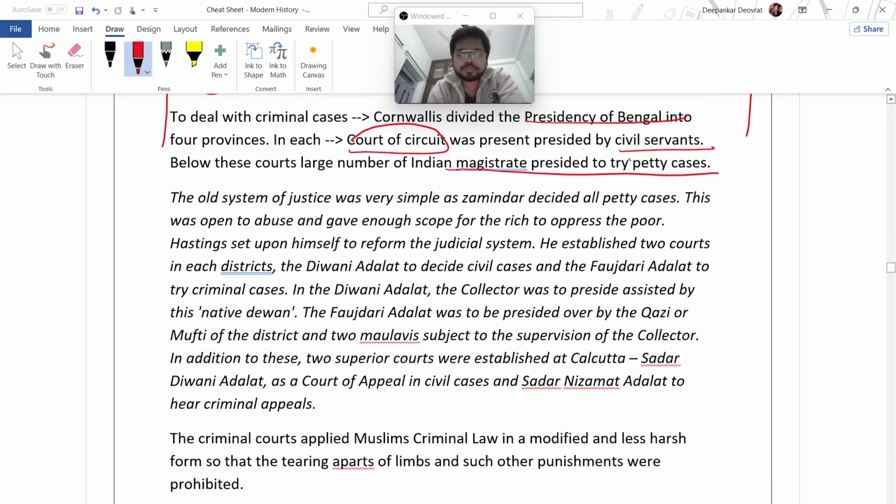So how was it handled earlier, before the judicial organization was introduced? These cases used to be looked after by the zamindars at the time, and petty cases were handled by them. Their power was given to them. The rich became richer, the poor were unable to cope at the higher level, and it had to be dealt with at the zamindar level only. So the old system of justice was very simple, as the zamindar decided all petty cases, and this was open to abuse and gave enough scope for the rich to oppress the poor.